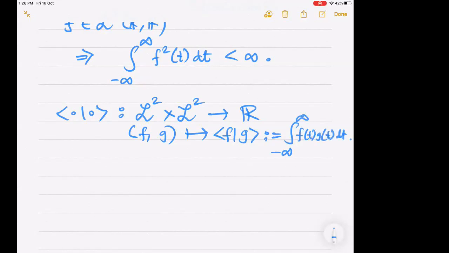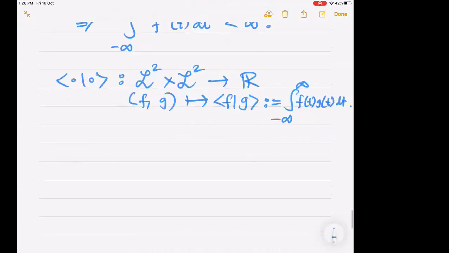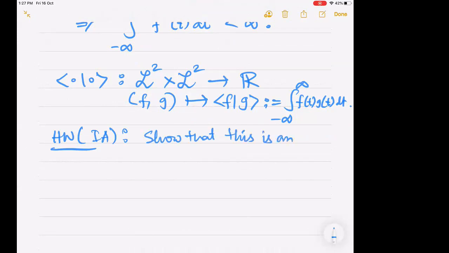That's it. This goes to you as homework, in fact an immediate exercise. Let's show that this is an inner product. Okay, so we see that there are so many examples of such inner products.